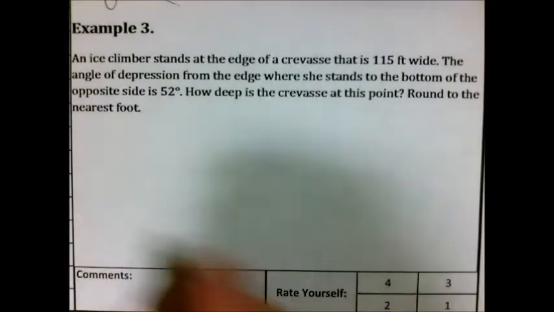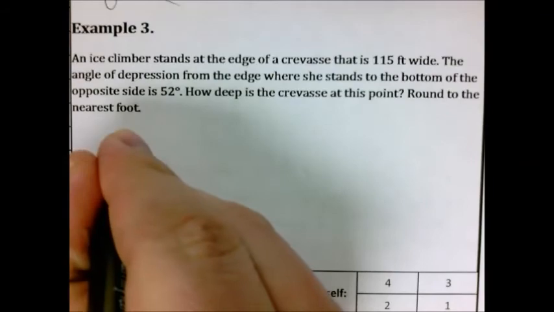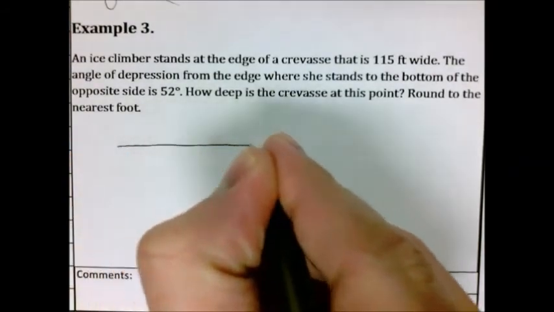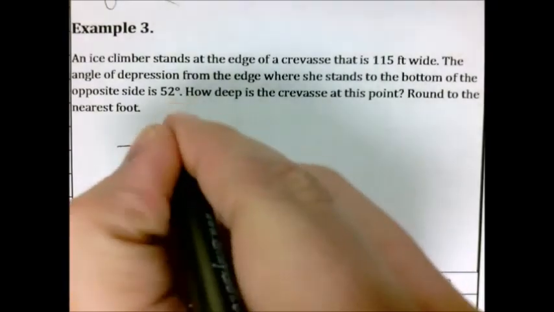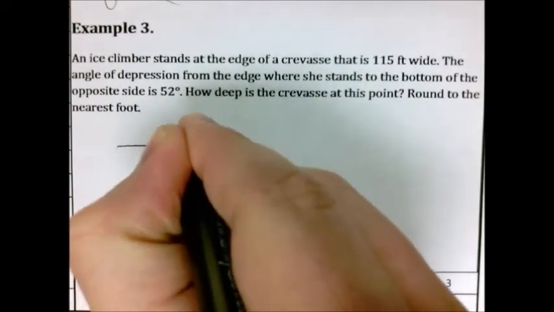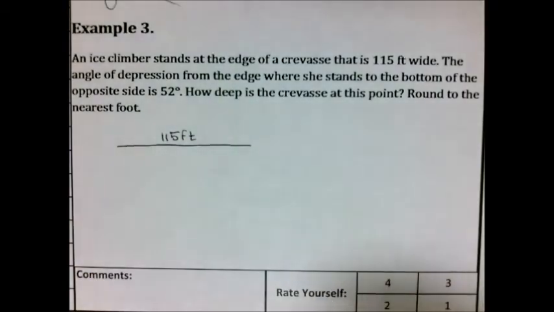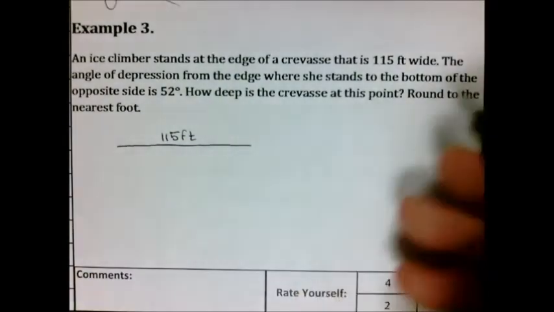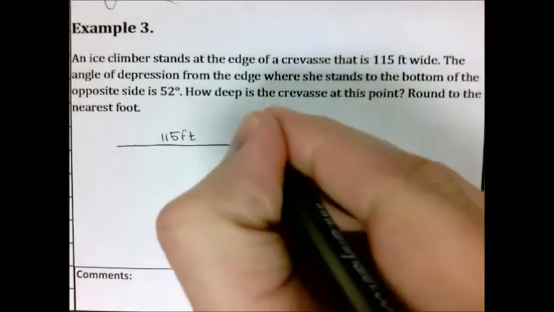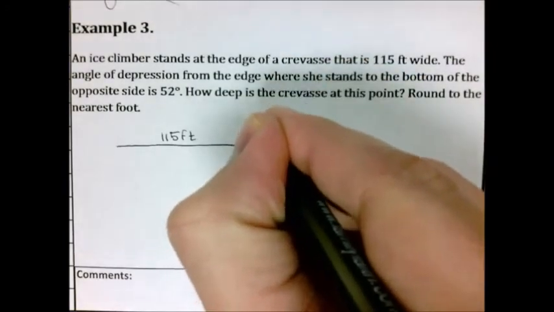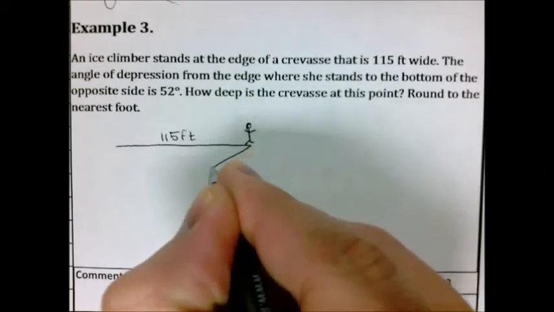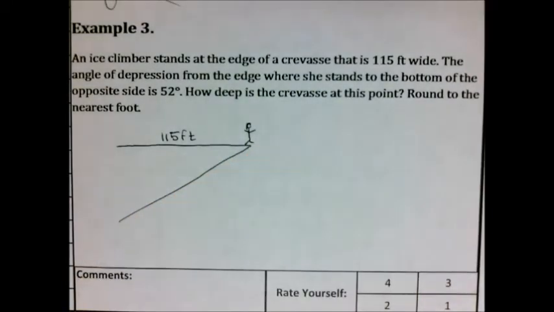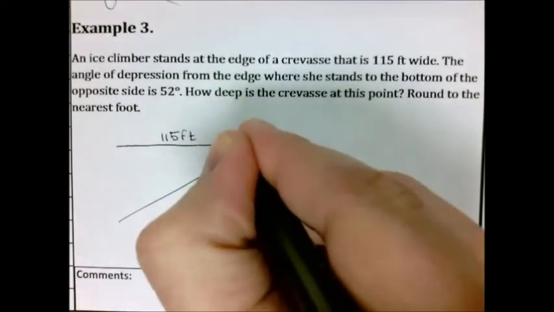Okay, so I'm going to just draw a triangle this time. We've got 115 wide, and that is the width of our crevice, 115 feet. And we know there's an angle of depression that's made. It's from the edge of where she stands, so she's going to be somewhere over here, right? She's standing all the way down to this point over here, to the bottom of the opposite side. So that's 52 degrees.